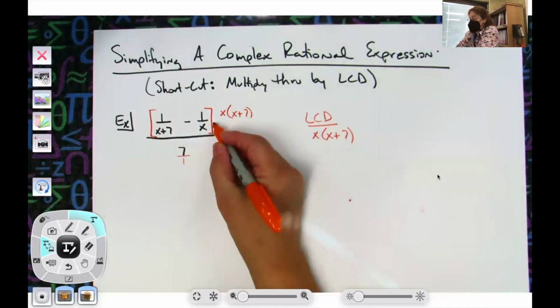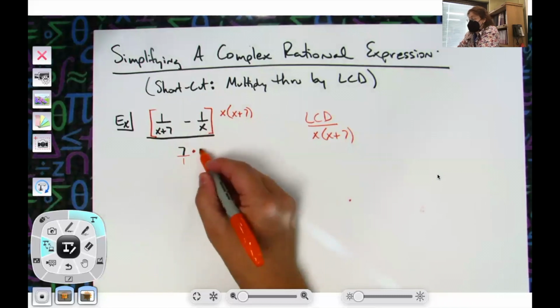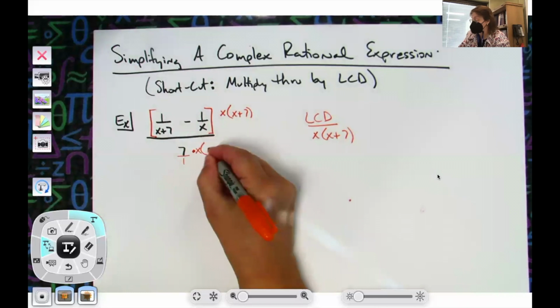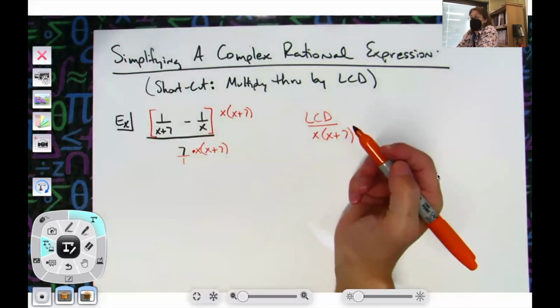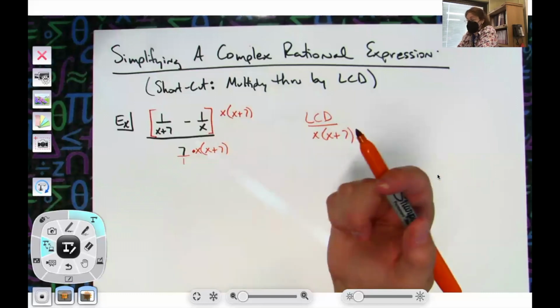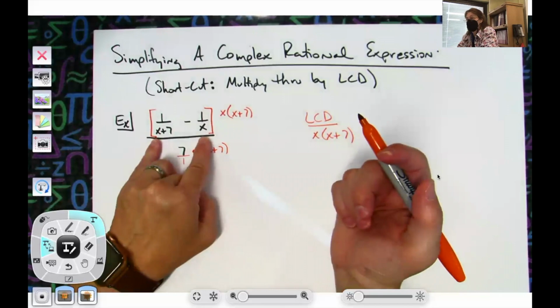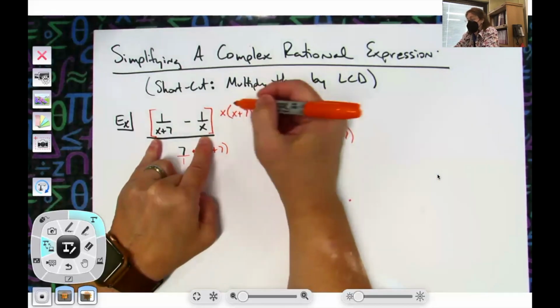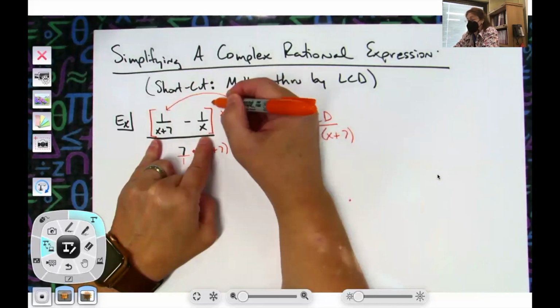All right, so I'm going to multiply times that. I'm also going to multiply the bottom times that as well. So x times the x plus 7. Multiplying through everything in the top and everything in the bottom by that least common denominator. Now, do I have a binomial in the top? I do, right? So that means I've got to take this quantity and distribute it to the first term and distribute it to the second term.